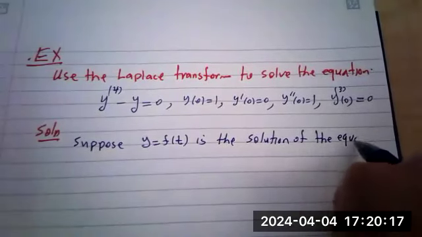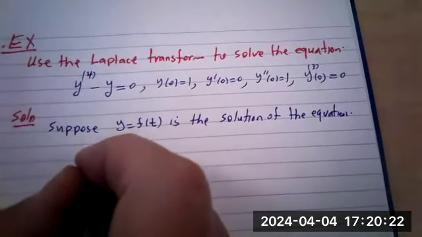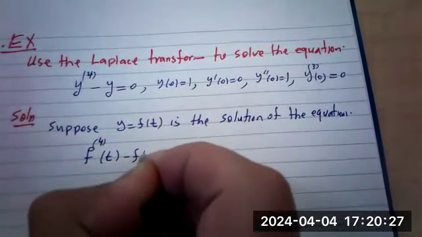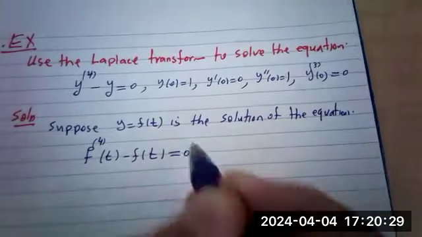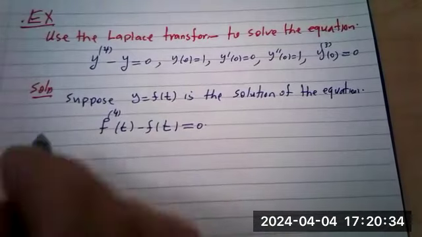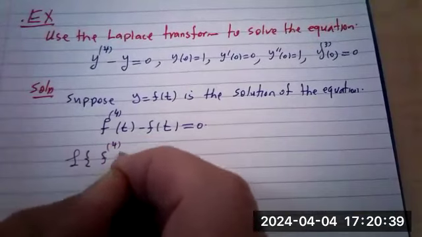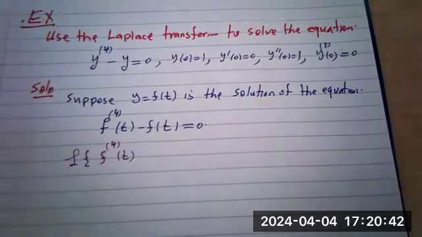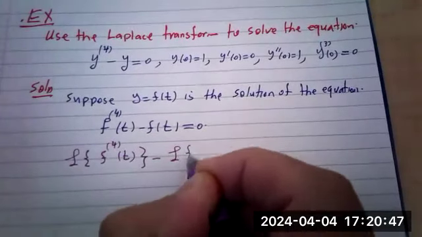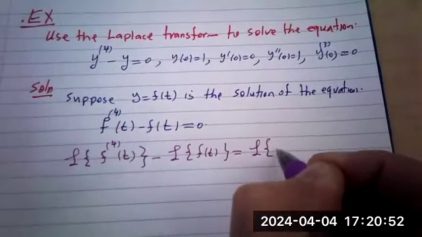I change the notation. So the equation that you want to solve would be changed to the fourth derivative of f of t minus f of t equal to 0. Take the Laplace transform of both sides. Now it's going to be the Laplace of the fourth derivative of f of t. Since it's linear, now you know it, it's going to be minus the Laplace of f of t. And on the other side, Laplace of 0.